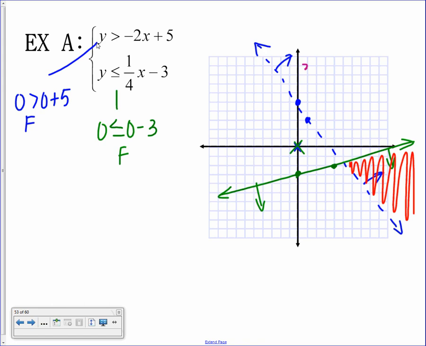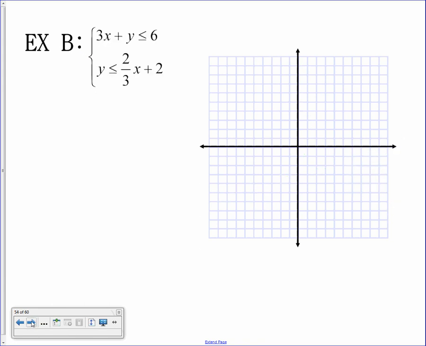In order for that to work really well, you're going to want to make sure that your lines are drawn all the way through the graph so that you can clearly see where they intersect, leaving you with 4 different options, and then just shading darker if you're shading your final solution. Okay, so example A. Let's try example B.